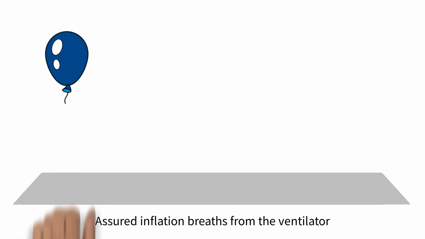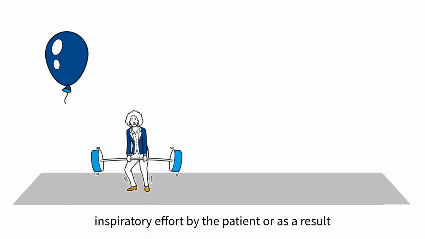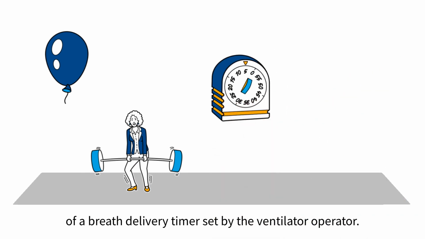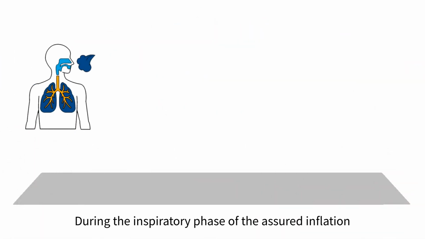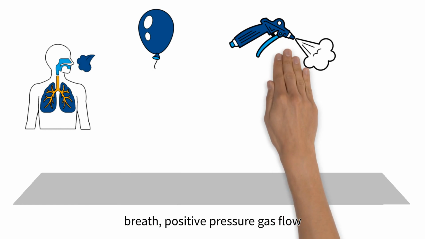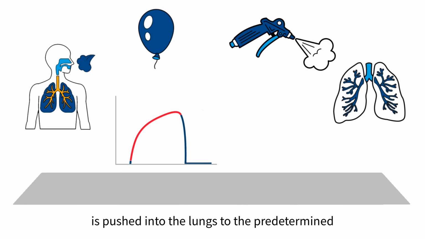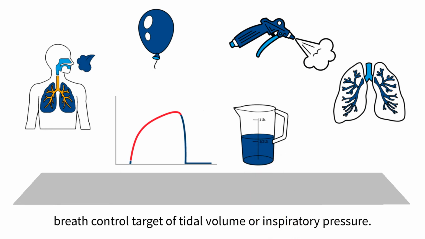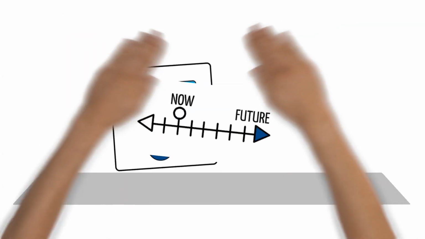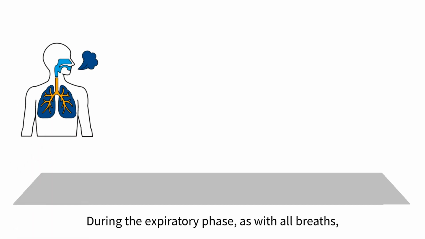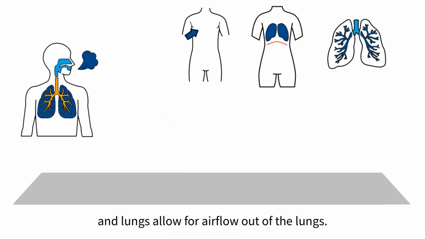Assured inflation breaths from the ventilator are delivered in response to either a detected inspiratory effort by the patient or as a result of a breath delivery timer set by the ventilator operator. During the inspiratory phase of the assured inflation breath, positive pressure gas flow is pushed into the lungs to the predetermined breath control target of tidal volume or inspiratory pressure. These parameters will be discussed later. During the expiratory phase, as with all breaths, the passive recoil of the chest, diaphragm, and lungs allow for airflow out of the lungs.